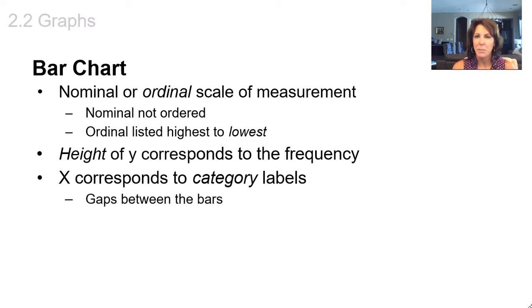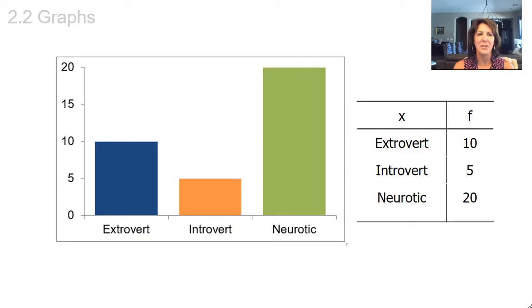There's going to be gaps between the bars, and that shows that the different categories are unique, they're separate, and they are categorical. There you go. So this is an example of a bar graph. This is showing different personality types: extrovert, introvert, and neurotic. And as you can see, the table over here shows the frequency, and then it's represented here in the bar graph as well.